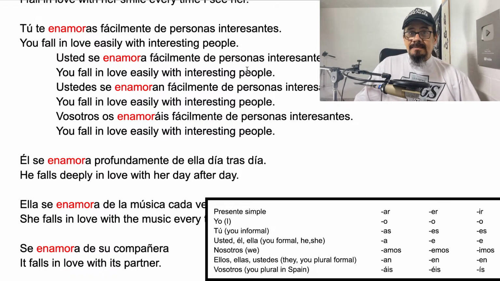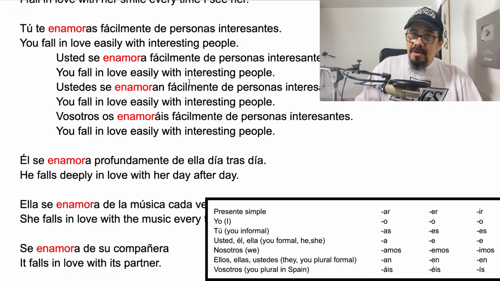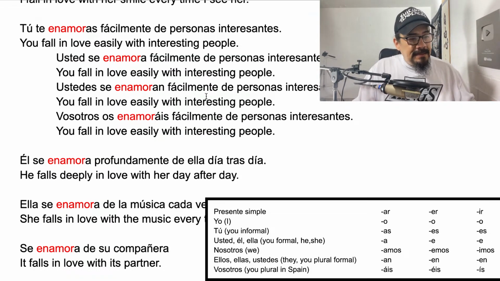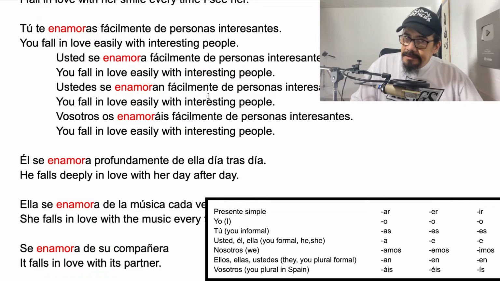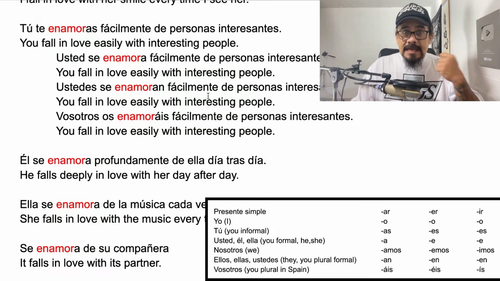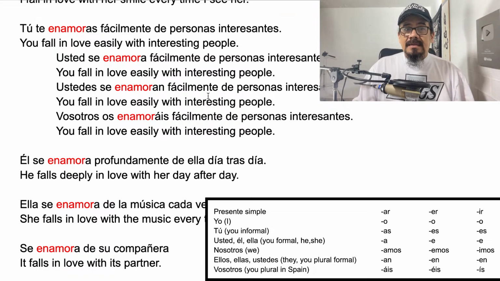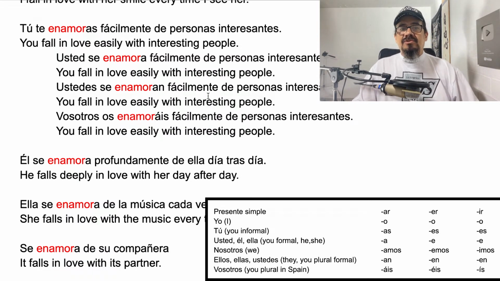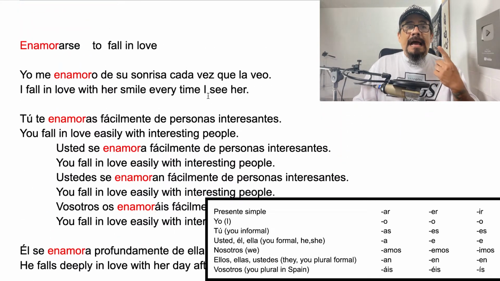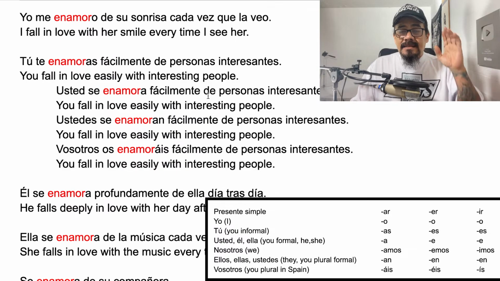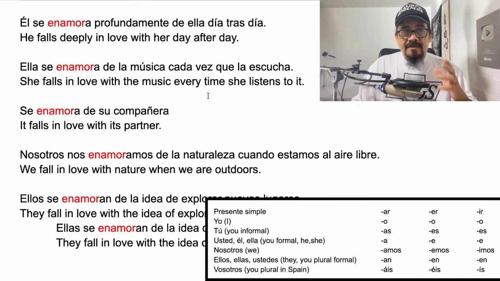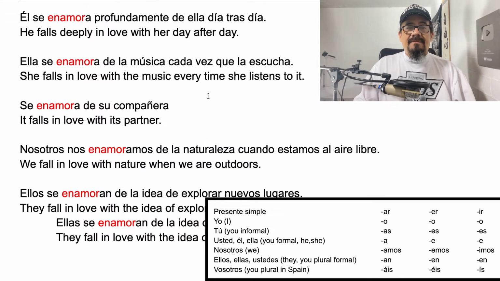Usted se enamora fácilmente de personas interesantes. You fall in love easily with interesting people. Ustedes se enamoran fácilmente de personas interesantes. You fall in love easily with interesting people. And vosotros os enamoráis fácilmente de personas interesantes. You fall in love easily with interesting people. As you can see, it's the same conjugation, and it's enamorar. It's the first column, the conjugation based on the rules. First column of this table that we have on screen.